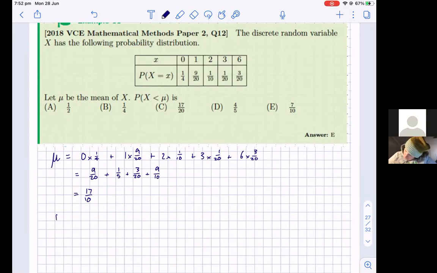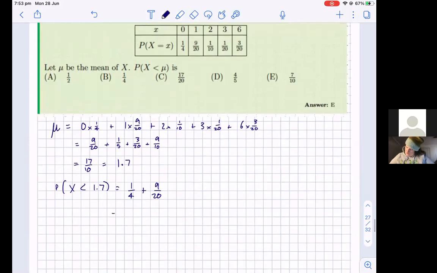So the probability, which is 1.7. So the probability that X is less than 1.7 is, well, we've got the 1/4 if we rolled a 0, and we've got the 9/20 if we rolled a 1. And we can't go to the 2 because that's already more than 1.7. So we've got 1/4 plus 9/20 gives us 7 on 10, which is E.